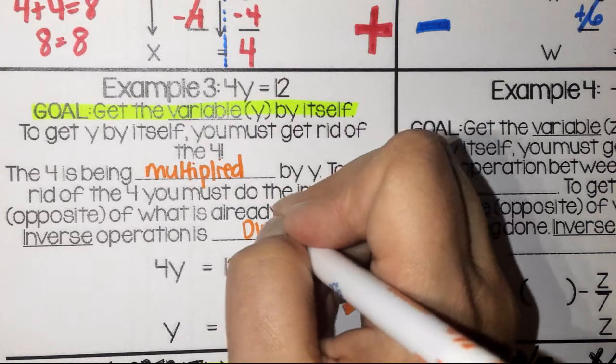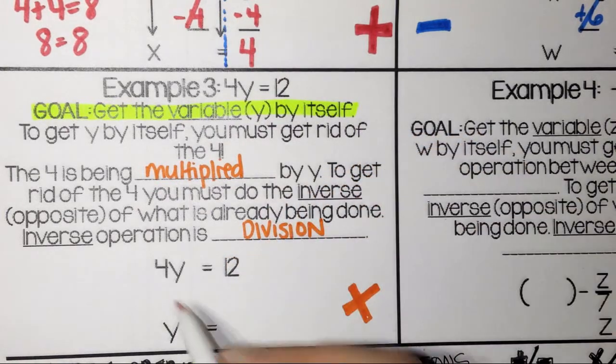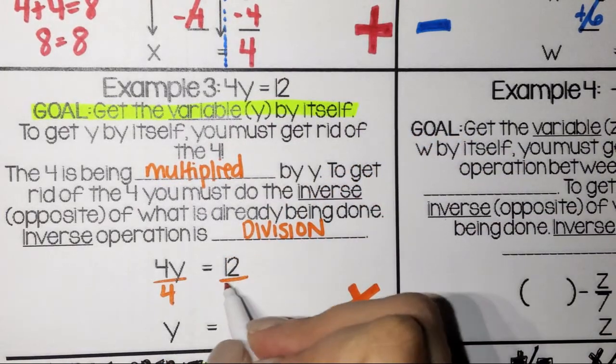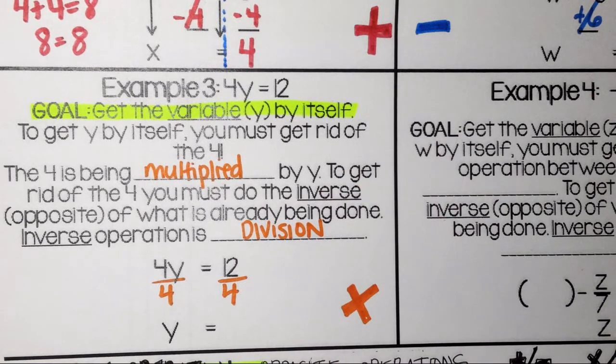Division. You got it. So you're dividing 12 by 4? Yeah, you're going to divide both sides by 4. Now remember, I don't want to draw the division sign. I've got another way I can show division by using the fraction bar. So what happens when I do 4 divided by 4?